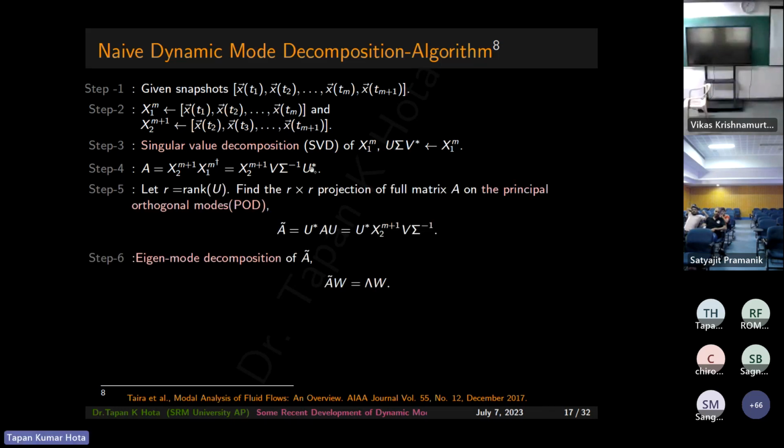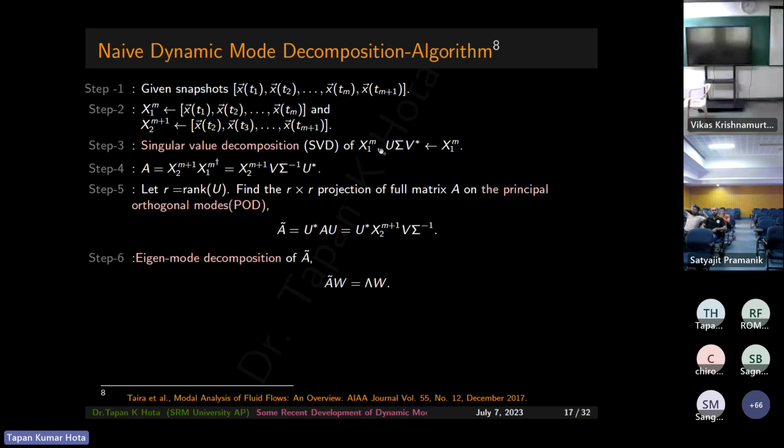Now, as I said, keep an eye on this U, which determines the PODs. First, you stack the snapshots to the first M, then separate them into the second to the M plus 1, all the snapshots. You get X1 to M and X2 to M plus 1. Do the singular value decomposition of the X1 to M data. Then you find A using the Moore-Penrose inverse of X1 to M.